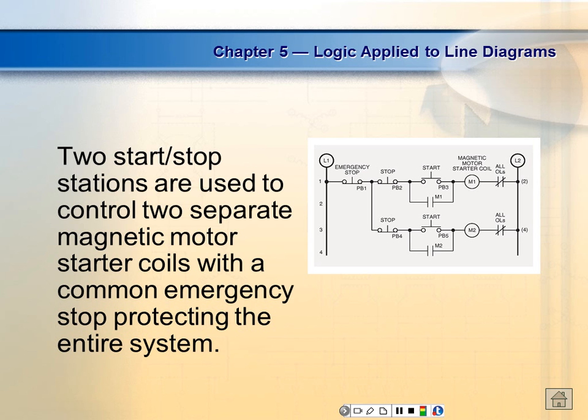Everybody okay? Two e-stop buttons, two start stations are used to control two separate magnetic starters, and the magnetic starters are used to control motors. And it's very common to do that. But it's more common to just put a relay that controls everything.